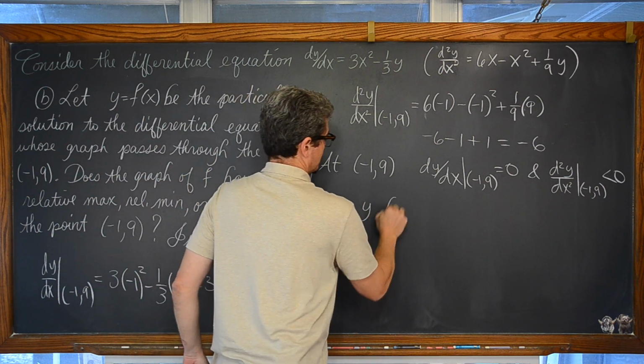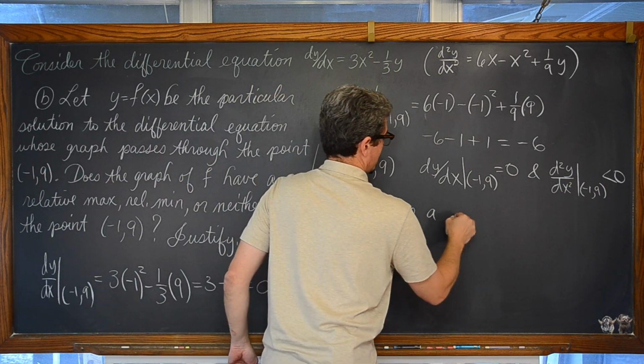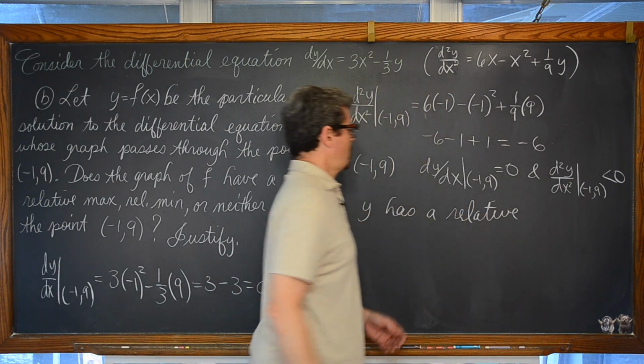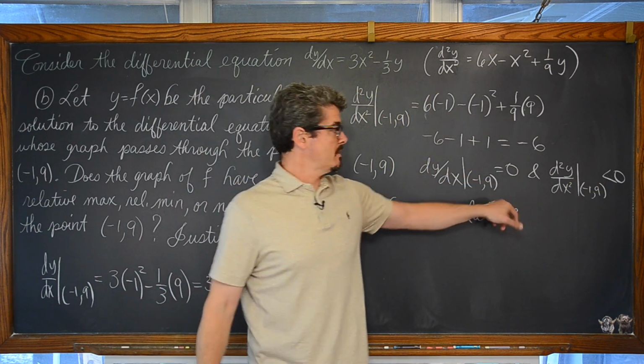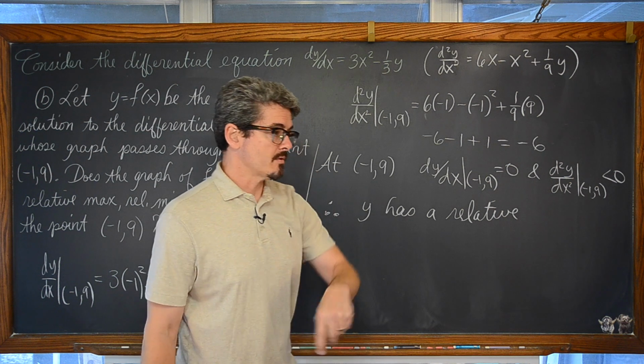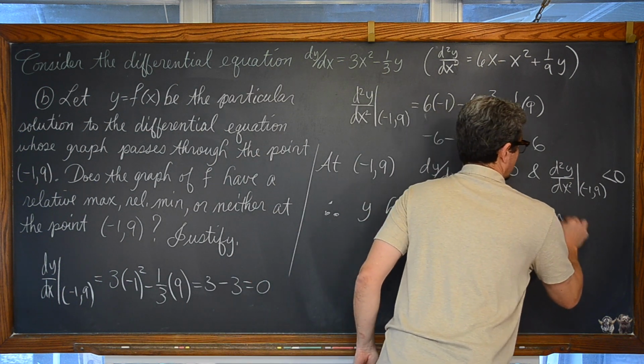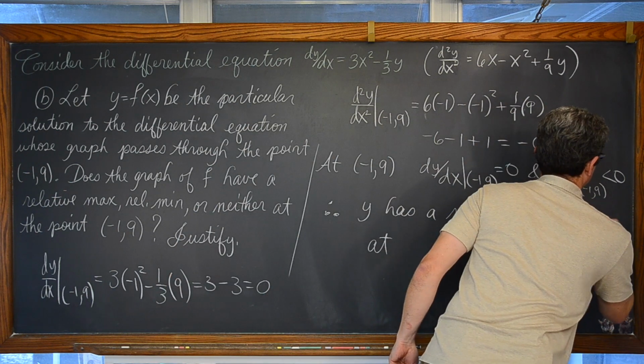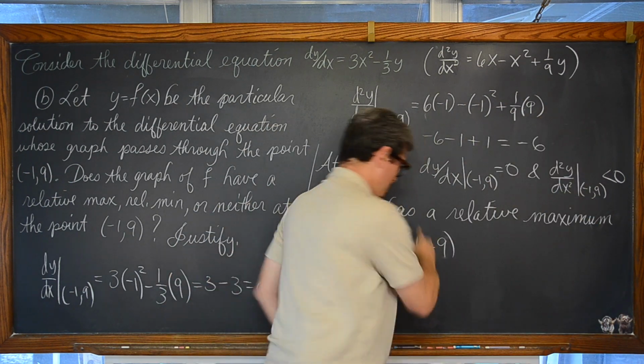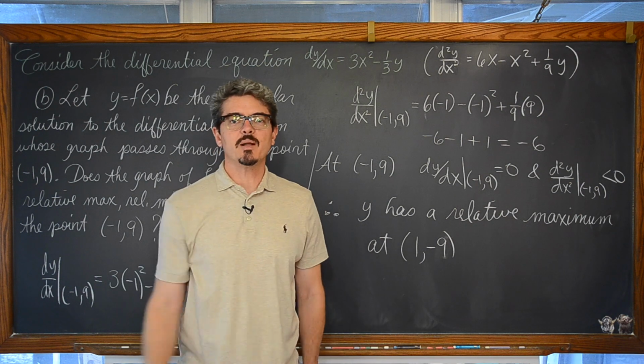Y has a relative what? If your first derivative is equal to 0 and your second derivative is less than 0, that means that function there is concave down. Therefore, you have a relative maximum at 1, negative 9. Part C coming up right now.